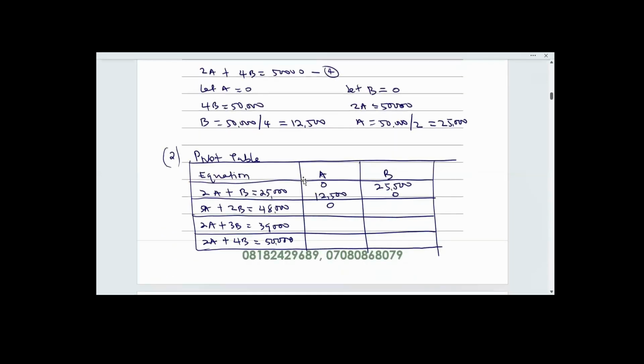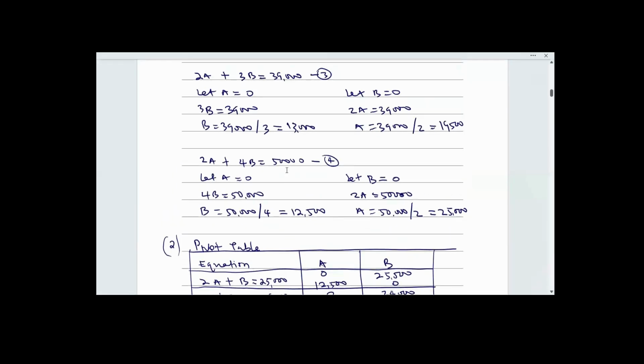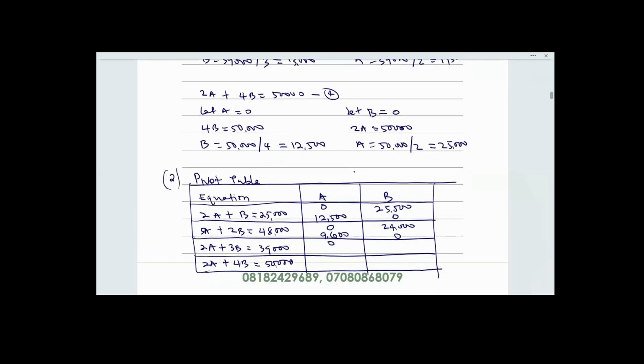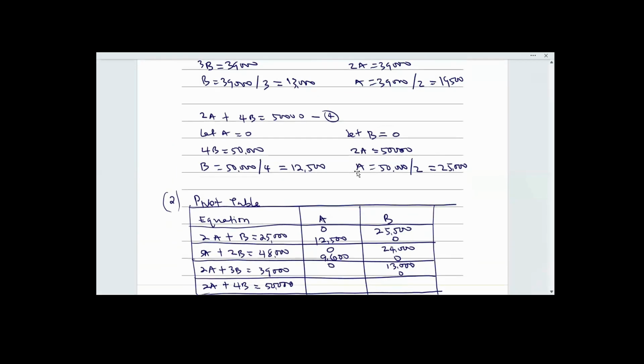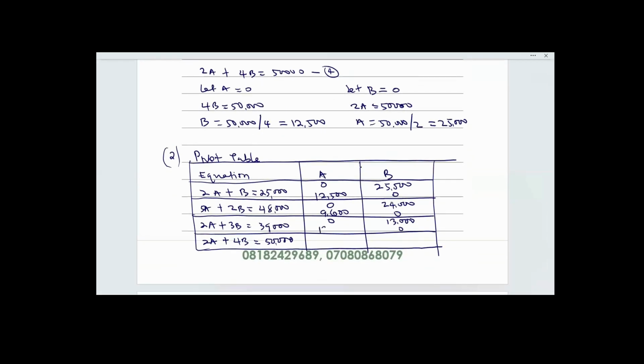In equation 2, when A is 0, B is 24,000. Then when B is 0, A is 9,600. A is 0 in equation 3, then B is 13,000. Then B is 0, A is 19,500. The final equation, A is 0, B is 12,500. B is 0, A is 25,000.